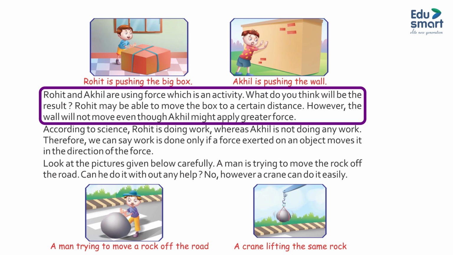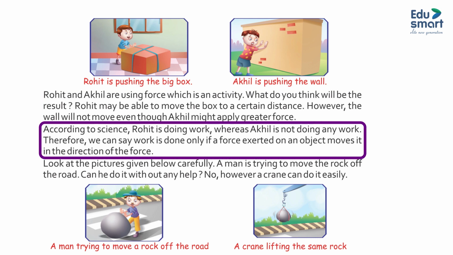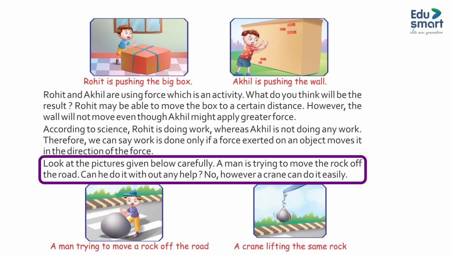Rohit may be able to move the box to a certain distance. However, the wall will not move even though Akhil might apply greater force. According to science, Rohit is doing work, whereas Akhil is not doing any work. Therefore, we can say work is done only if a force exerted on an object moves it in the direction of the force. Look at the pictures given below carefully.